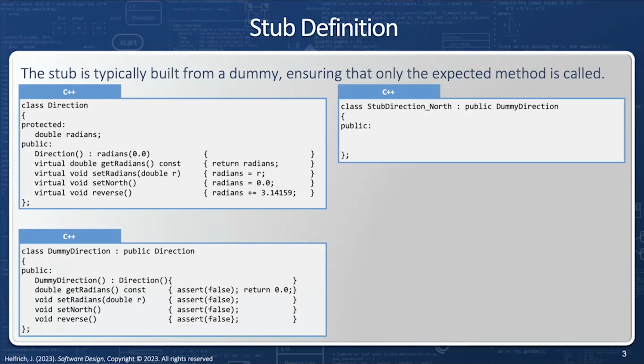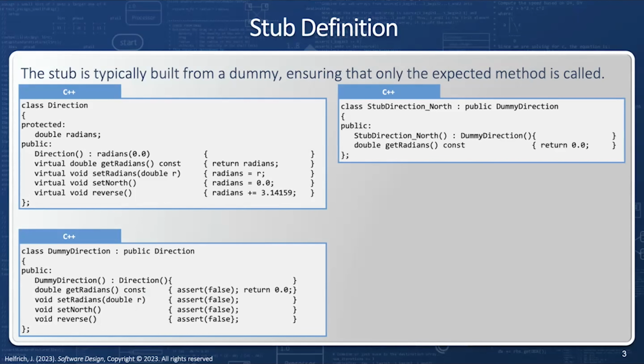So here's the trick. I want to create a stub from the dummy direction, and this one is going to be for the test case north. So I'm going to return the direction always north. So of course I have to create a constructor, and then every time I call get radians, I'm going to return 0.0 because that corresponds to north. Notice that if I call set radians, set north, or reverse, then my assert is going to call from my dummy.